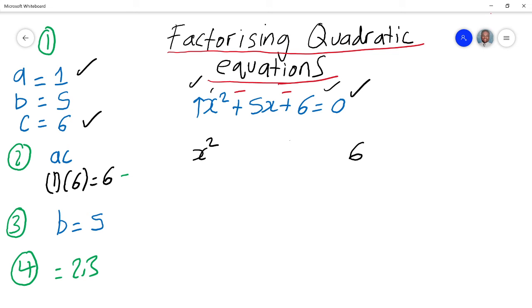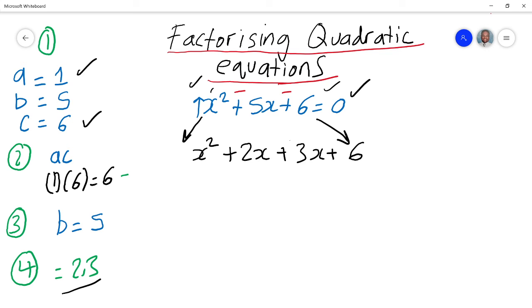You just have to make modifications in the middle because, like I said, we need factors that when you add or subtract will give you 5x, and we've established it's 2 and 3. So this is how we work that out: x squared plus 2x plus 3x plus 6. Really, what I've done is I've just modified 5x to 2x plus 3x. I've put x squared and I've left the 6 there.